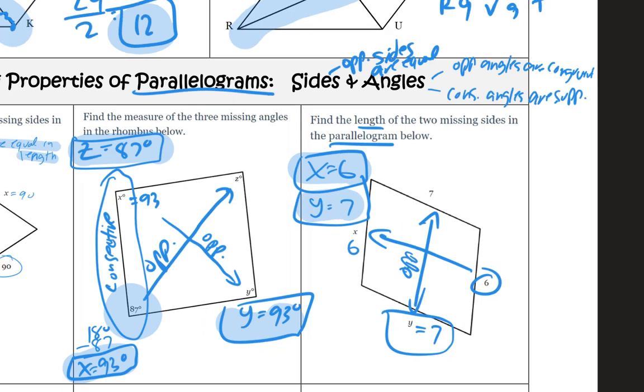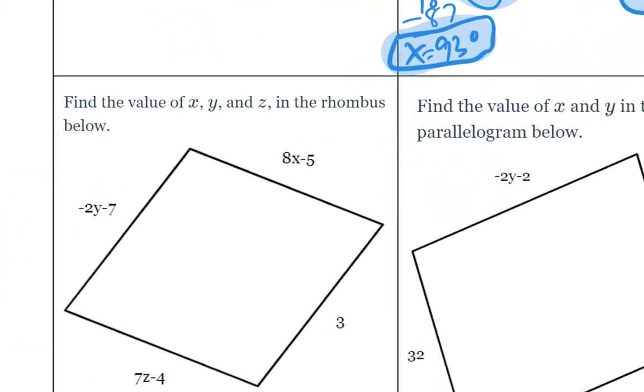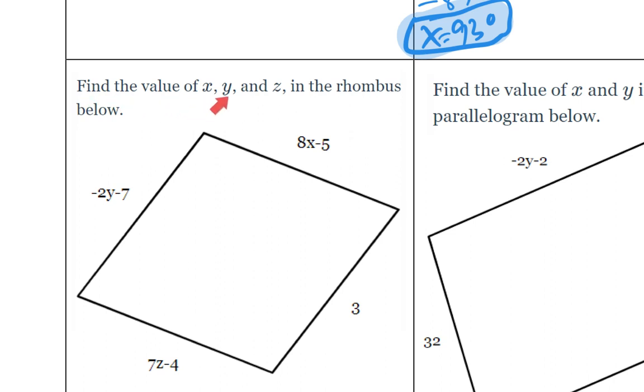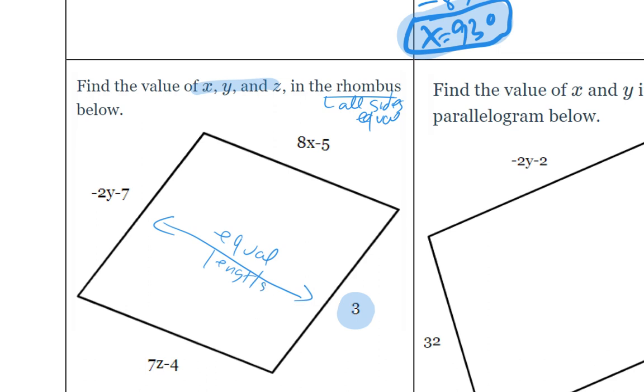Hopefully it seems very easy. That's because you're getting this. Keep it moving. Find the value of x, y, and z. These are the toughest ones. Now, these look kind of gross, but I know we can do this. So let's make it happen. What do we know? We know that's 3. It says it's a rhombus. Rhombus tells us all sides are what? Different or the same? All sides are equal. That means these are equal in length.